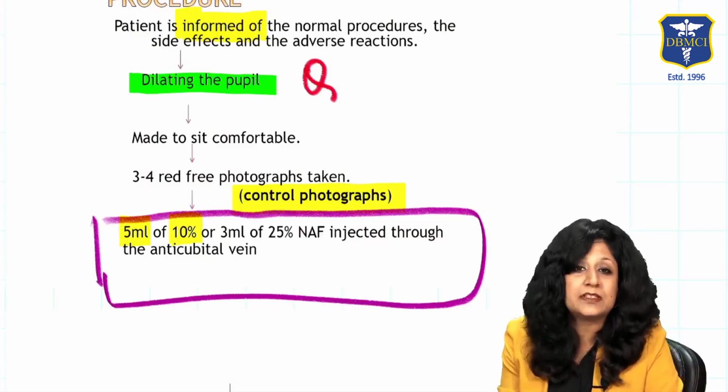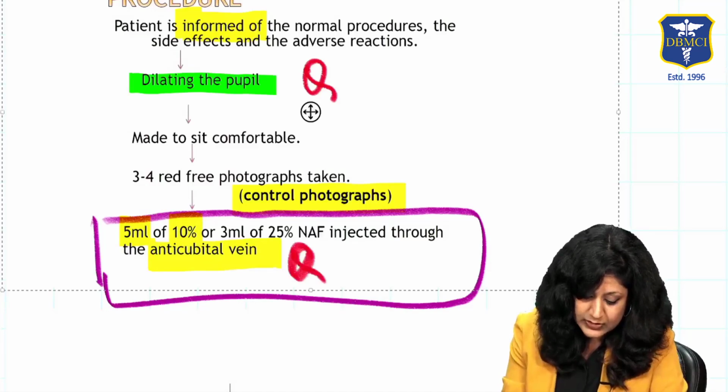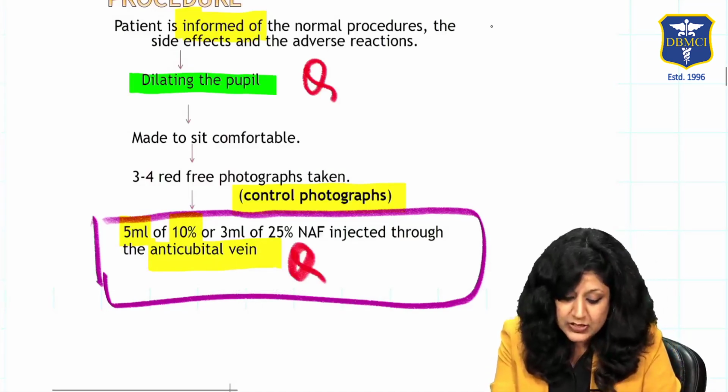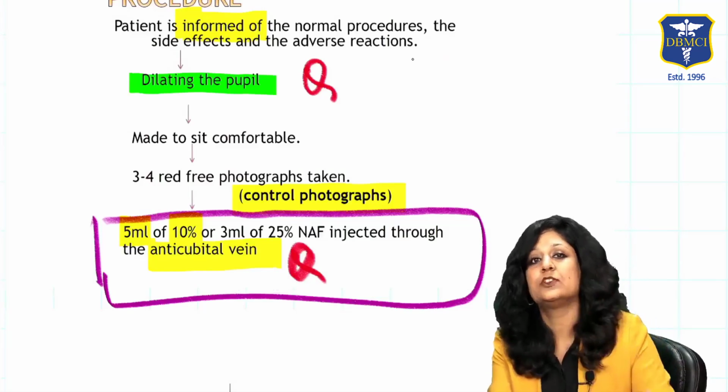Usually I'm using a 10% solution. And which vein is used? This is again an important question. Mostly it is the antecubital vein that I'm using. 5 ml of 10% solution I'm using.